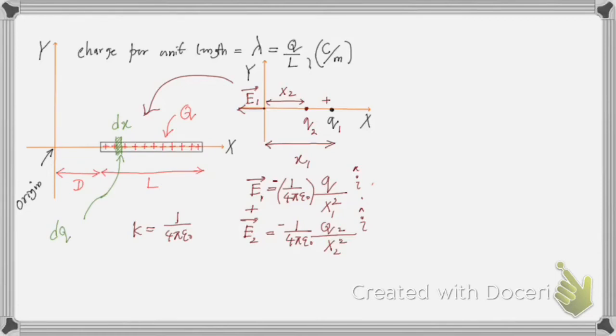We know the amount of charge on the unit length of this rod, that is called the charge per unit length, that is lambda. So if you multiply this lambda by dx, you will get the total amount of charge on that small element dx. And let's take the separation between this element and the observation point as x. Then we can find the electric field dE.